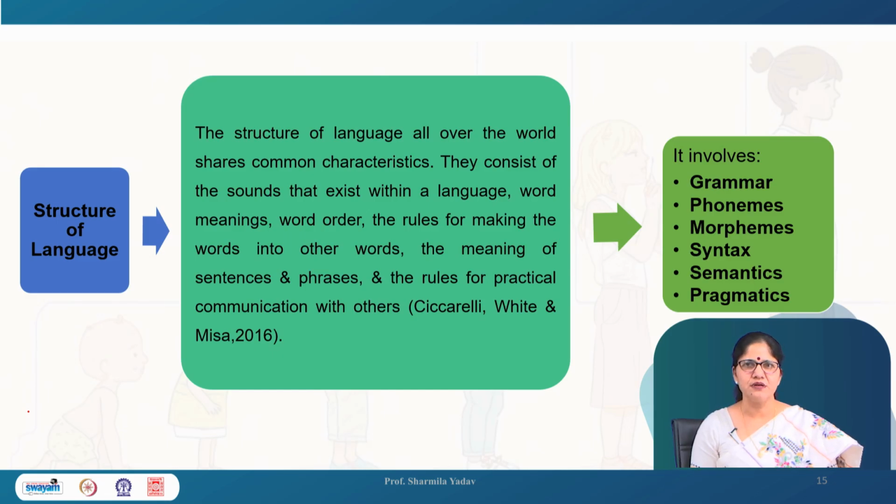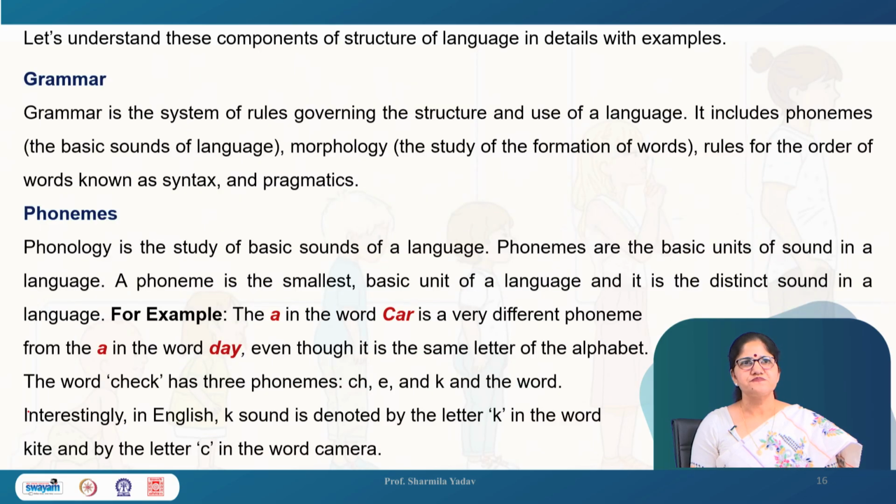Let's see them in detail. Let's understand these components of the structure of language in detail with practical real life examples from the Indian context. Grammar. Grammar is the system of rules governing the structure and use of a language. It includes phonemes, the basic sounds of language; morphology, the study of the formation of words; and rules for the order of words, known as syntax, and pragmatics.